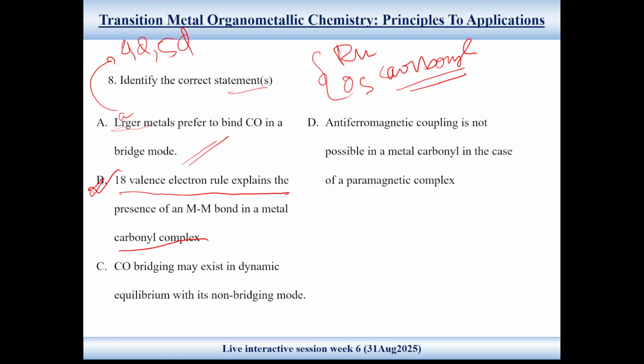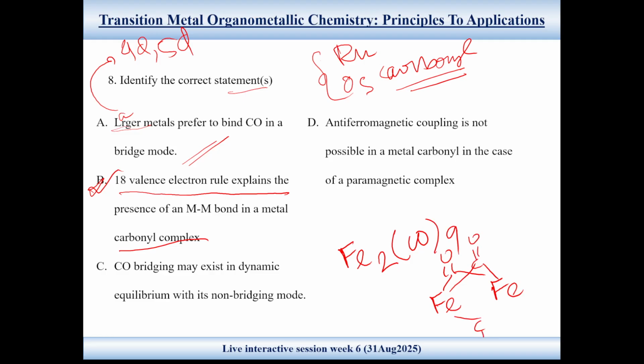This question's option B is very interesting. It says that the 18 valence electron rule explains the presence of a metal-metal bond in a carbonyl compound. This option may be right or may not be right, because we have seen an example, Fe2(CO)9. Last day I drew the structure also. If you go by the 18 electron rule, and now if you calculate the total electron count, how many will it be?